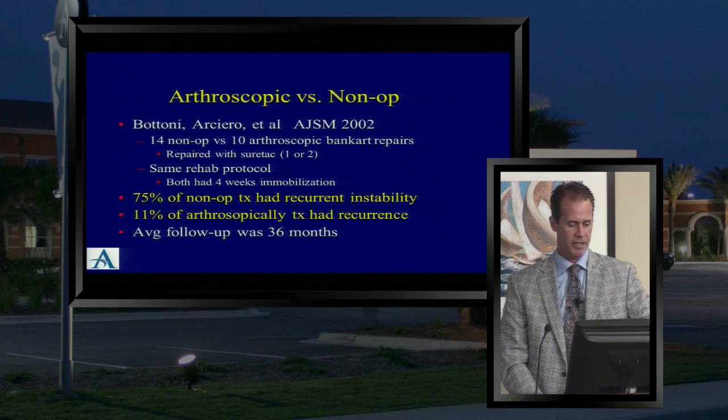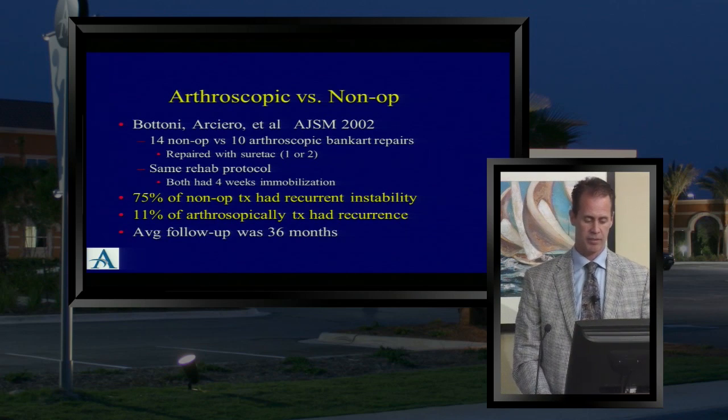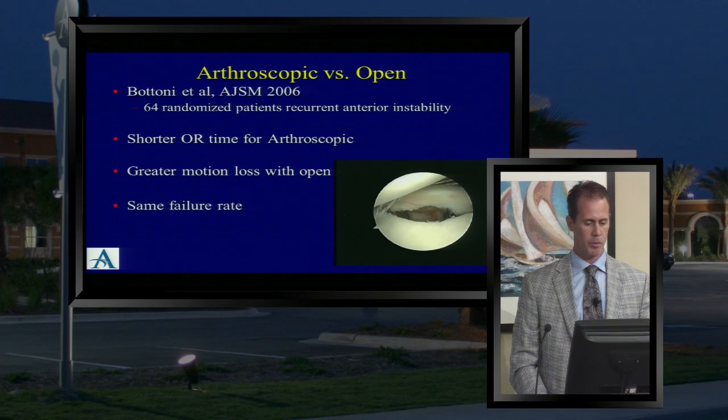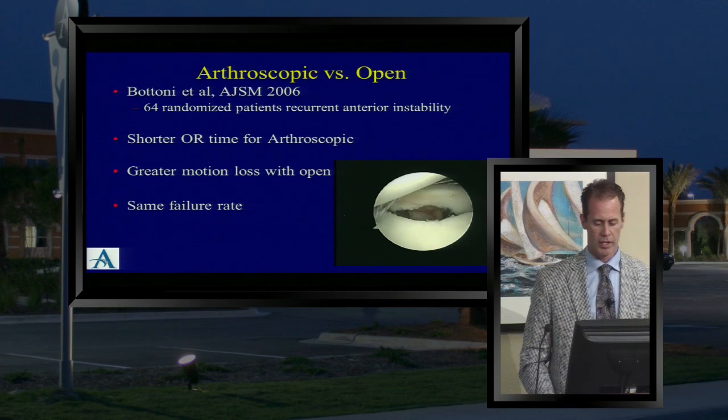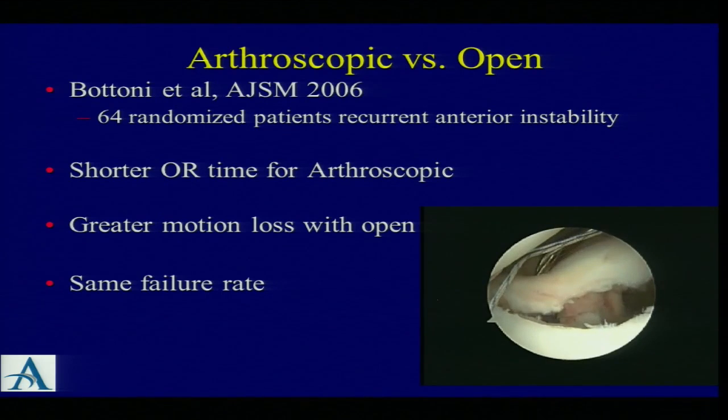Here's another one by Osiero looking at a straight-up prospective study of non-operative versus arthroscopic Bankarts. 75% of the non-op treated had recurrent instability versus 11% arthroscopically. So not only is it clear in this study from 13 years ago that arthroscopic beats non-operative, but those numbers started to approach that of open and started to become the gold standard. We started to get better at it. We knew more about which patients needed to be done arthroscopically, shorter OR time, and about the same failure rates as open.